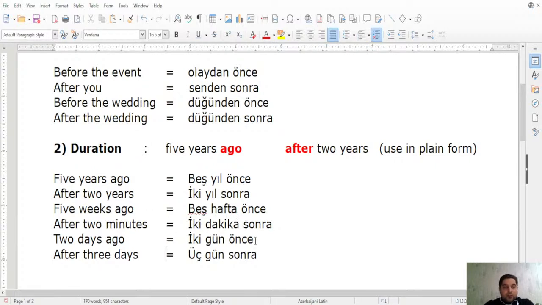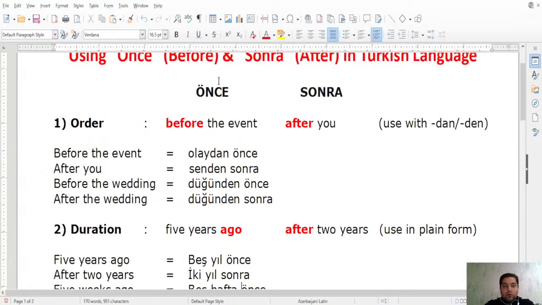Don't forget that we don't use plural form after the numbers, right? Gün, it's not günler, 2 günler, 3 günler, no. In our last grammar class, we already explained that after the numbers, the nouns are always used in the singular form. You don't say yıllar, haftalar, because we have a number in front of them. So numbers by default imply plurality. So 5 hafta önce means 5 weeks ago, not a week. Okay. So this is the second use of önce and sonra.